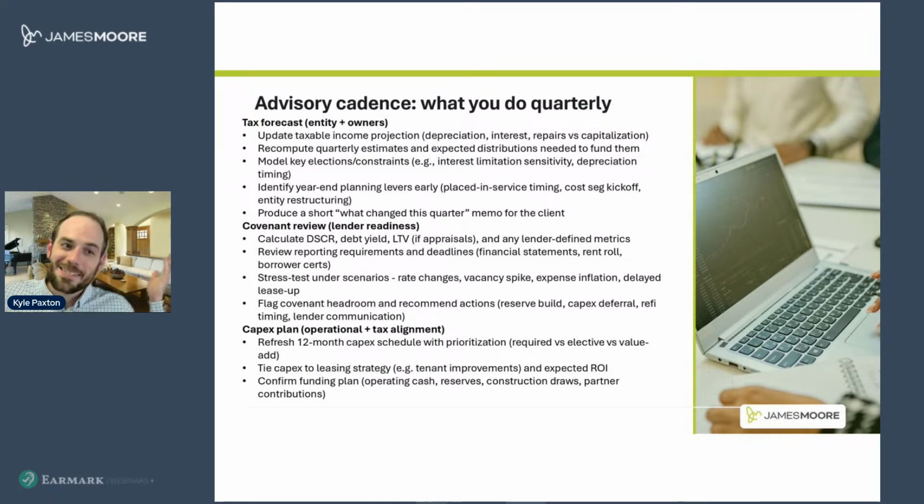Quarterly, this is where we get back to my old favorite topic, right? The tax forecast and really looking through estimated tax payments. Where are we at compared to expectations? What CapEx do we need to invest in before year end in order to mitigate our tax liability? Then quarterly, we're looking through that covenant review. And again, making sure we're in compliance with all of our lender obligations. And I mentioned it before, but deep diving more on a quarterly cadence into those CapEx needs. What equipment do we need for our business? What can we do from a cost segregation, bonus depreciation perspective to optimize our picture?